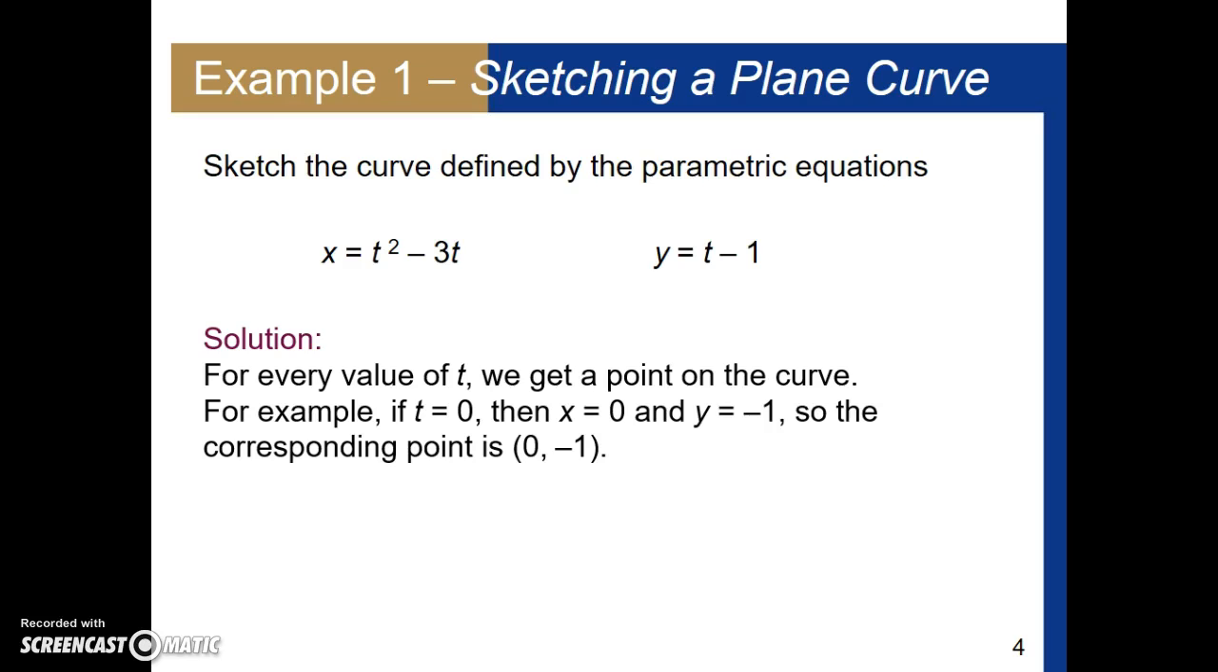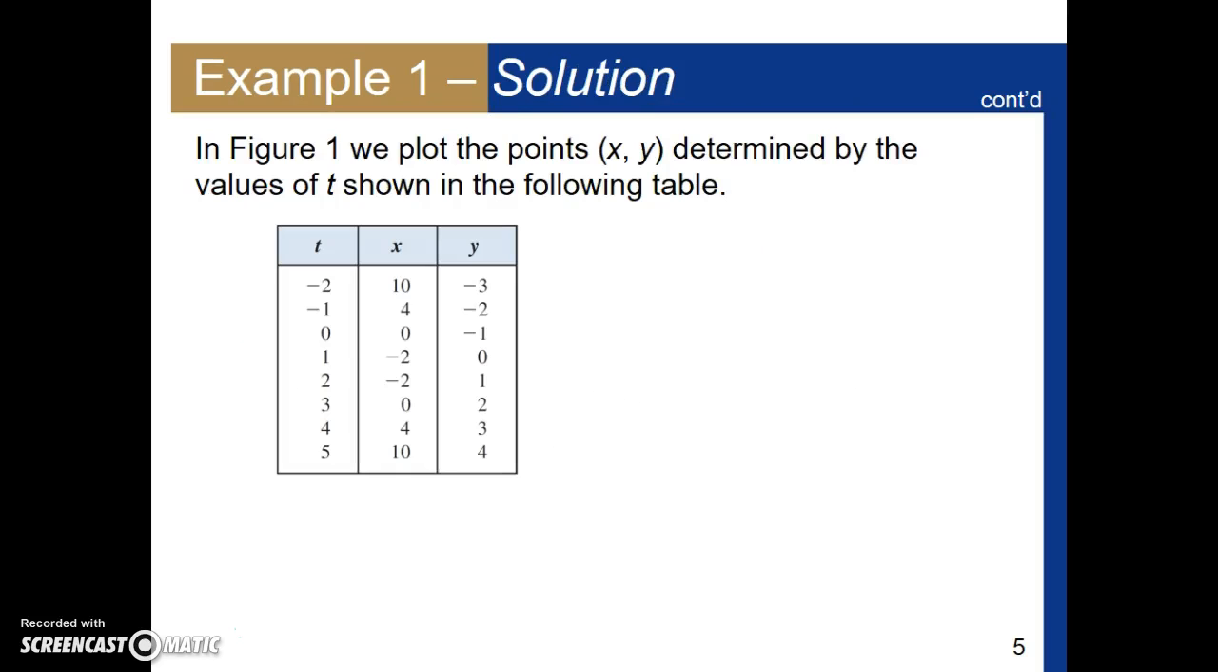If t is 0, then x is 0 squared minus 3 times 0, so therefore x is 0. And if t is 0, y is 0 minus 1, so y is negative 1. So the corresponding point that we would graph in the plane would be the xy point, 0, negative 1. So let's do that for more values of the independent variable t.